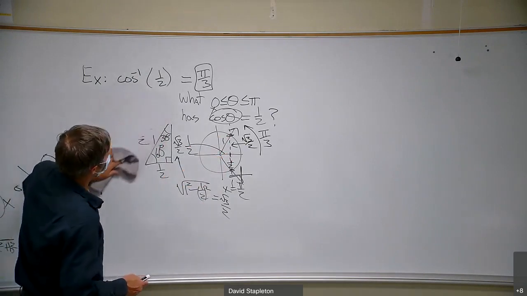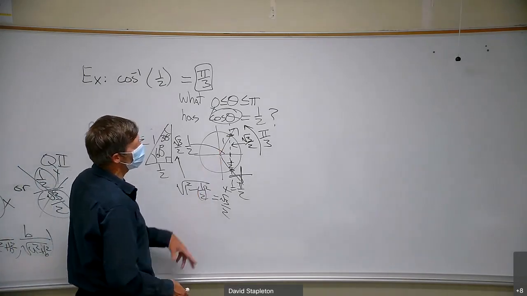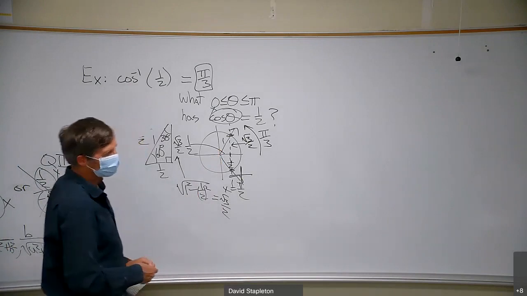So that's how I figure it. And then they have to memorize 60 degrees as pi over 3. Otherwise, you have to compute it by taking 60 and multiplying by pi over 180 every time. That gets tedious.